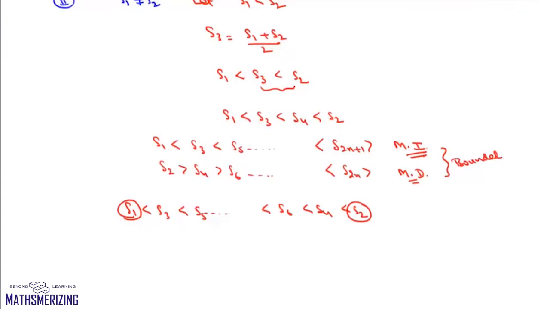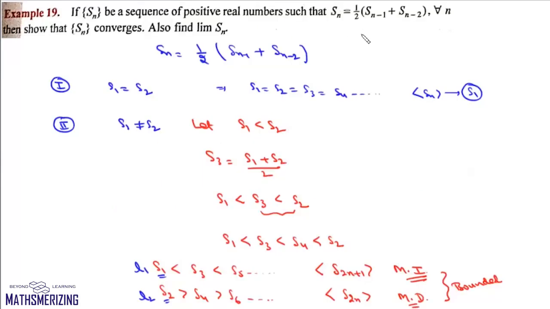Now suppose this first subsequence converges to this limit L1, and this second subsequence converges to this limit L2. So if n is odd, then we can write L1 equals 1 by 2 (L2 plus L1), and from here we can write L1 is equal to L2. If we take n as even also, again we'll end up getting L1 equals L2. So both the subsequences converge to same limit, say L.